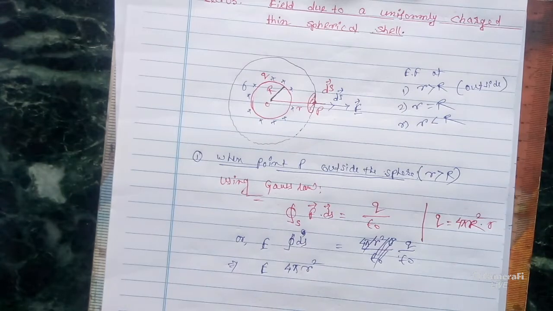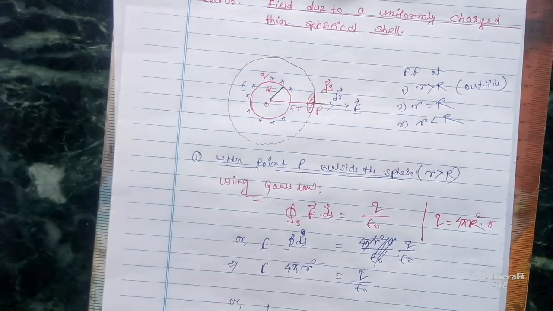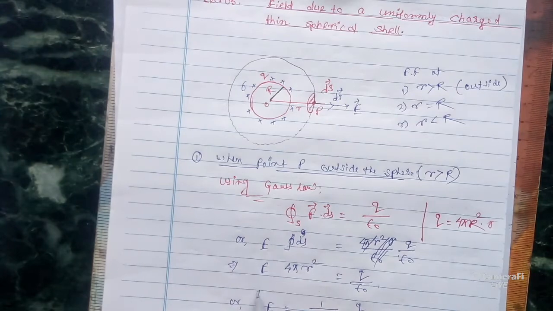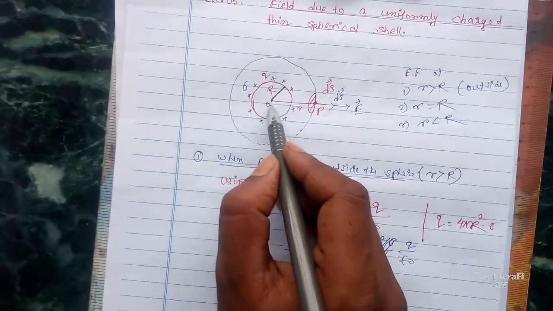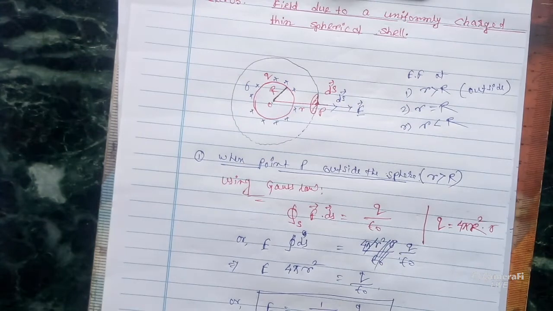4 pi small r square is equal to q by epsilon naught, or E is equal to 1 by 4 pi epsilon naught q by r square. Very important. Notice here, this r is the distance from the center of the sphere. That means we can consider the total charge concentrated at the center. But actually the charge will be distributed throughout its surface area. Clear? That is E when r is greater than capital R.